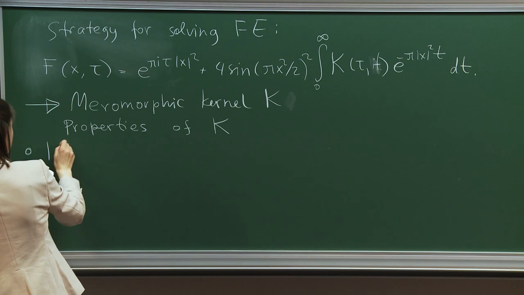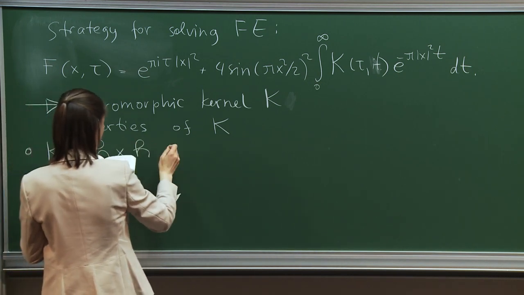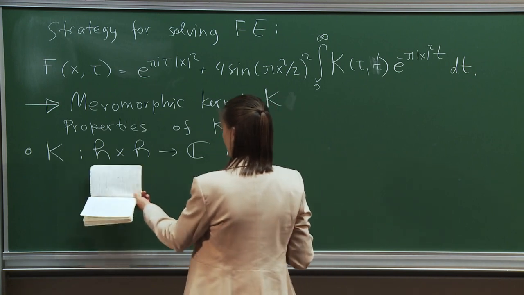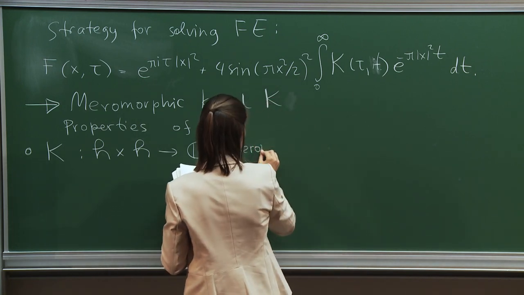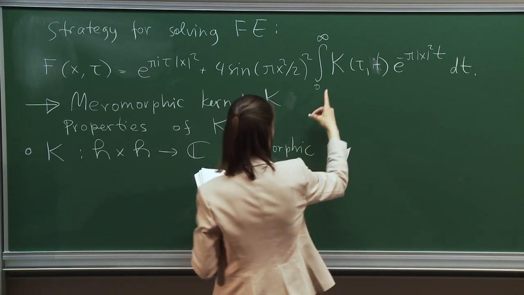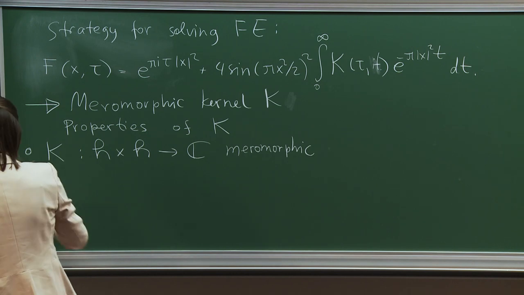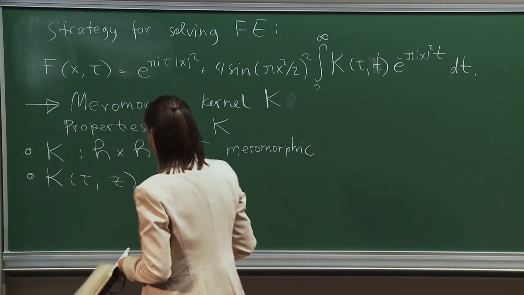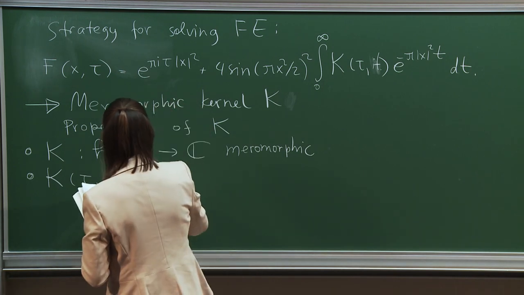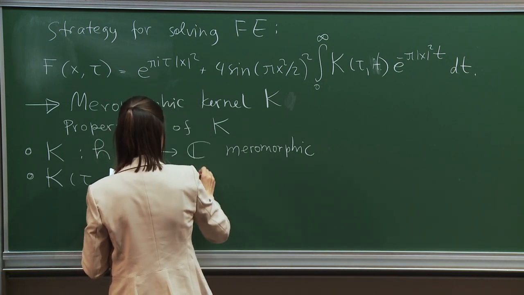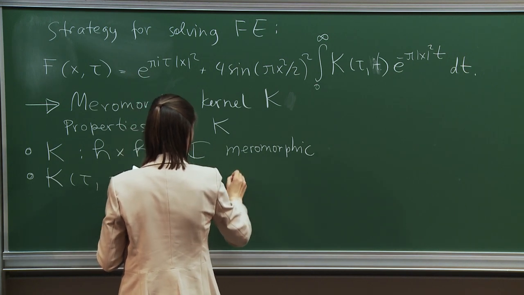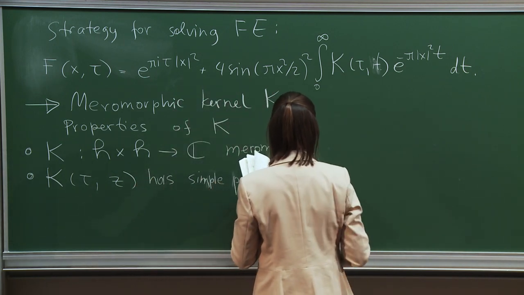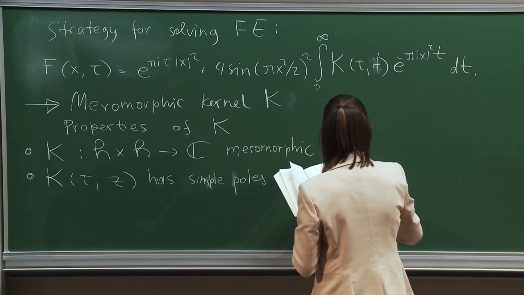So first, we want K to be a meromorphic function which is defined on the product of two upper half planes, and not only along our path of integration. Other properties: if you look at K of tau, z as a function of z with tau fixed, then it will have only simple poles at the points where z and tau are invariant with respect to the action of SL2Z.